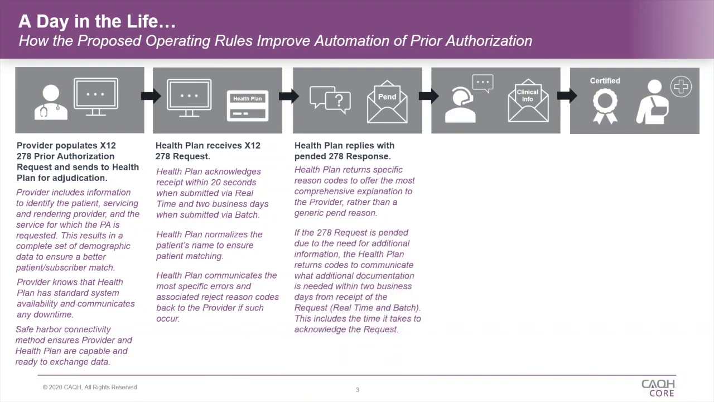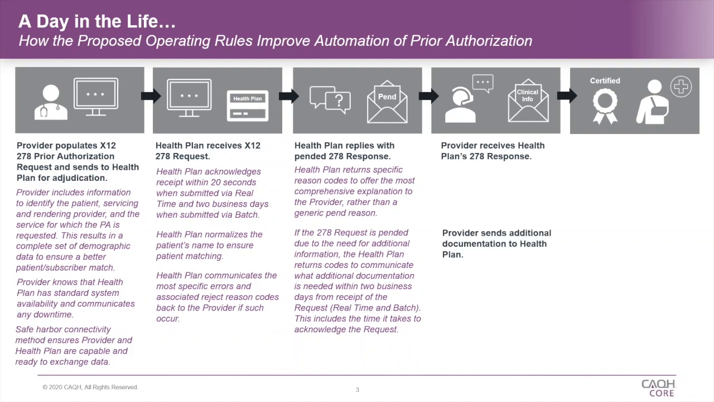The health plan, because of the rules, returns the most specific reason codes to offer the most comprehensive explanation to the provider, rather than giving a generic pended reason, which is really of no value to the provider. When the 278 request is pended due to the need for additional documentation, the health plan returns codes to communicate what additional documentation is needed within 2 business days from the receipt of the request. This includes the time it takes to acknowledge the request.